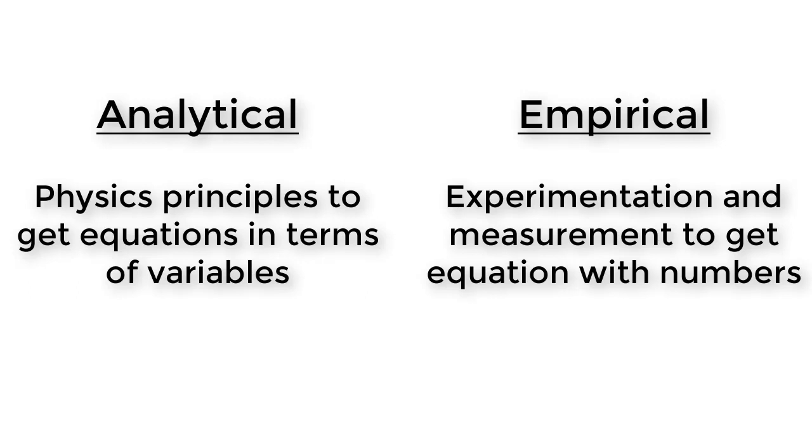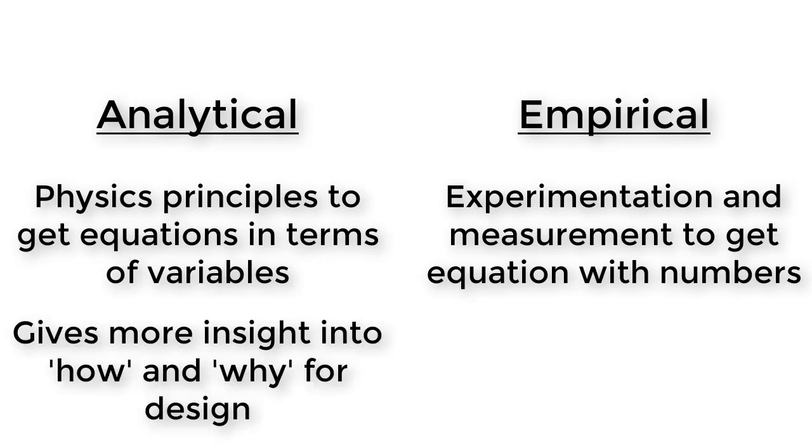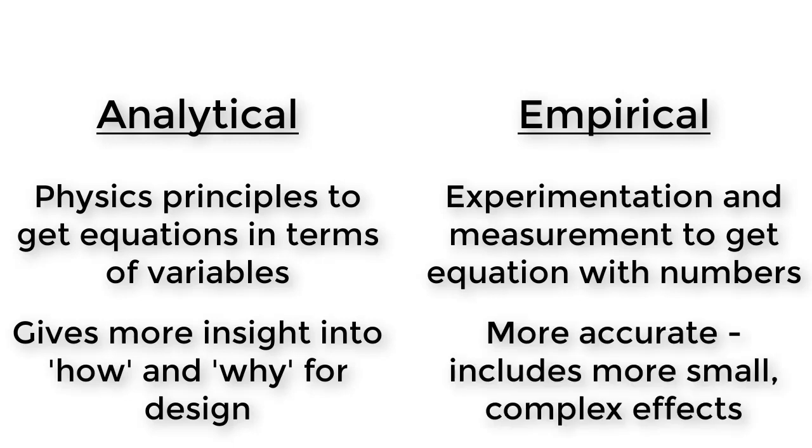Each of these approaches has its pros and its cons. The analytical approach gives us more insight into why our system behaves as it does. For example, with an analytical model, we could predict how the system would behave differently if we doubled the wheel radius, or decreased the ramp incline, or used a softer tire. But empirical models tend to be more accurate, because they necessarily include all kinds of small, complicated effects we may not even know how to analytically model.